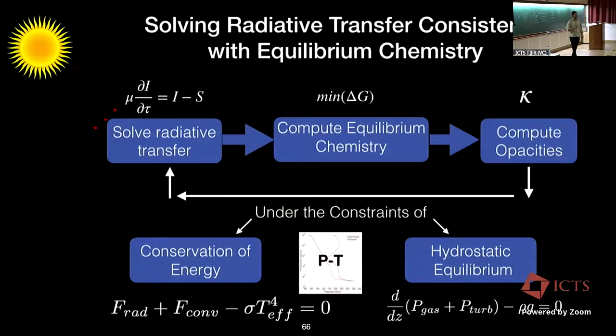All of that will be solved ultimately to get a pressure temperature profile that gives you basically, under the constraints of conservation of energy and hydrostatic equilibrium. So basically the energy from each layer has to be balanced, and the overall atmosphere has to be balanced.